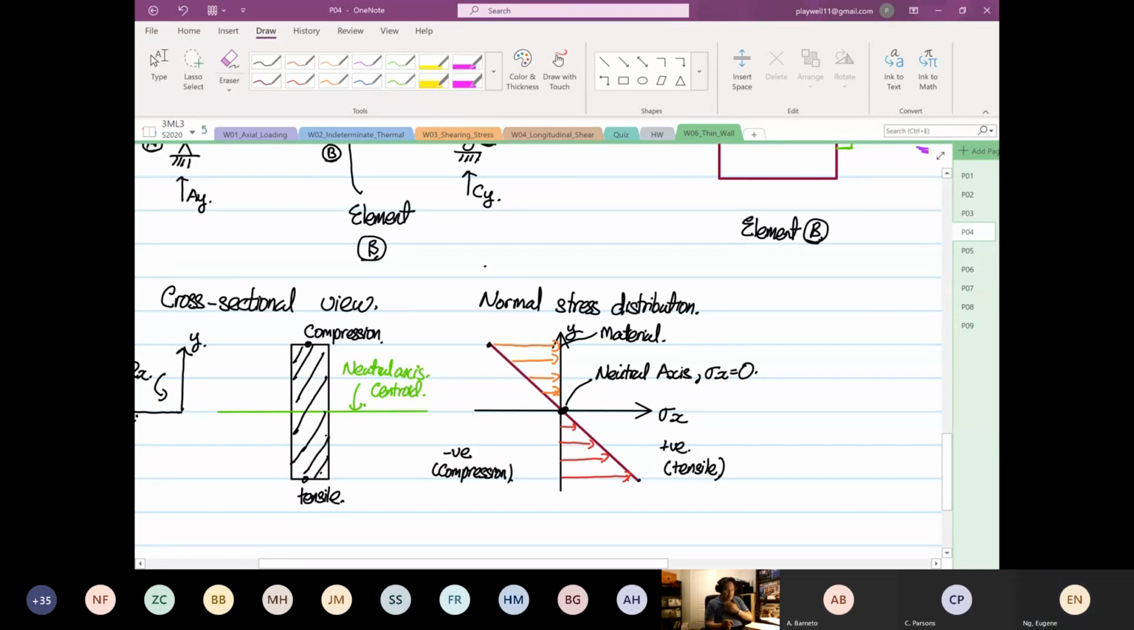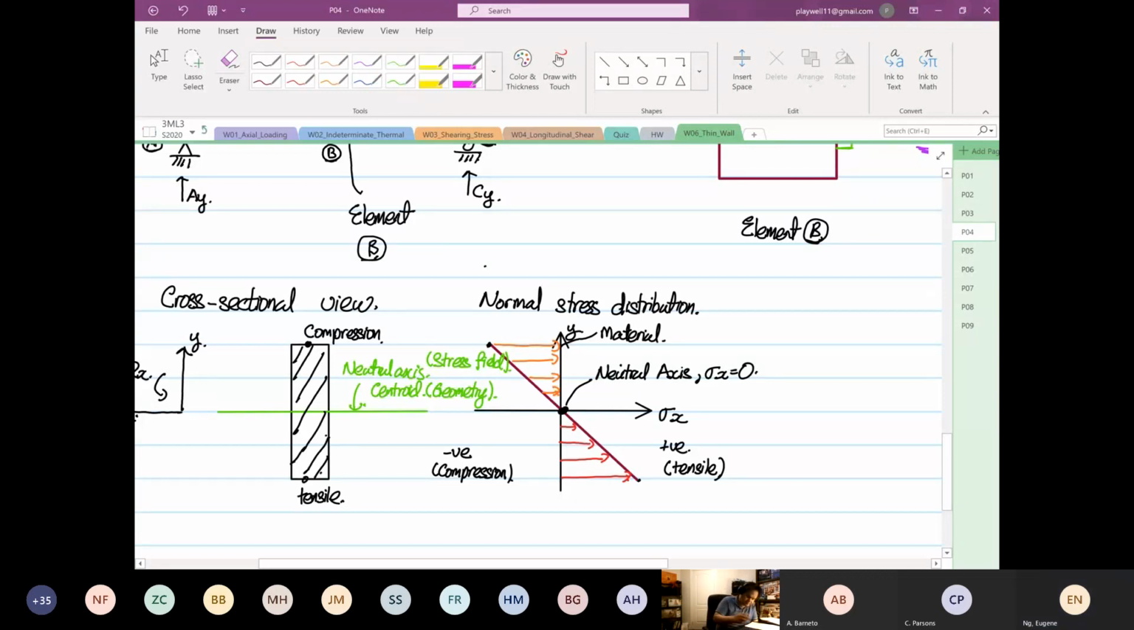Okay. Not always, the neutral axis is not always at the centroid. I repeat again, not always. So the centroid is a geometry, right? I repeat again, the centroid is on geometry. The neutral axis is on stress. It's on stress field. I highlight that.